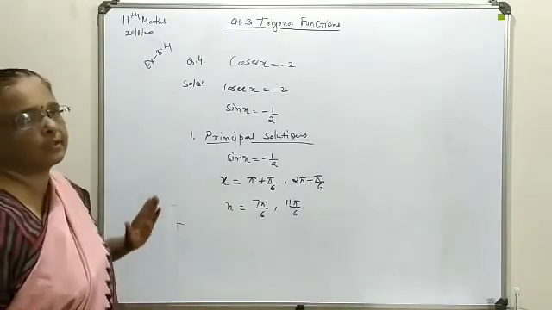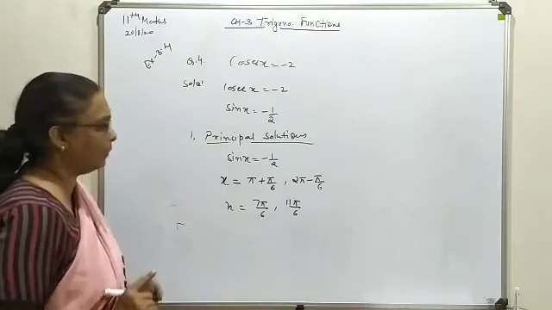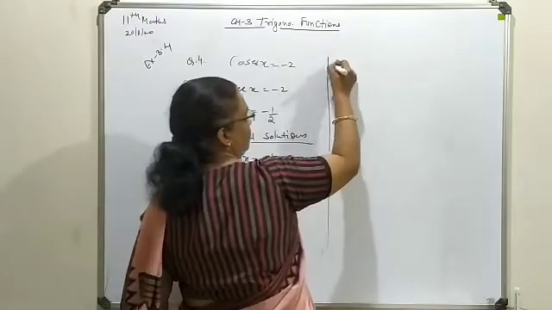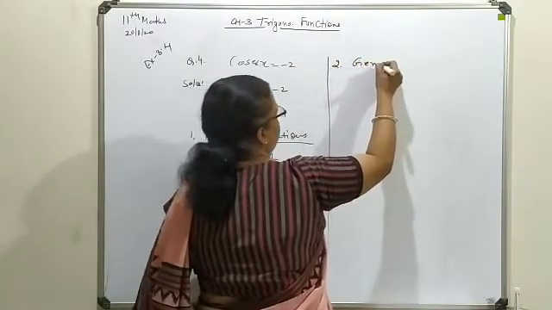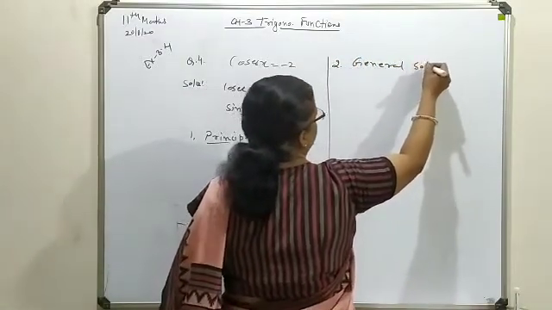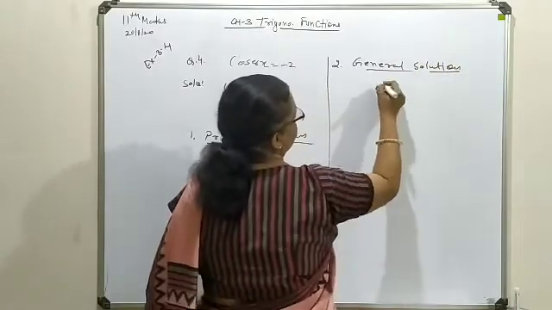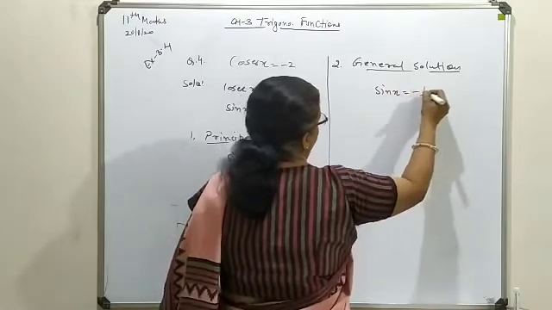Now we move towards the general solution for this sin x is minus half. So secondly we will define here the general solution for the given sin x is minus half.